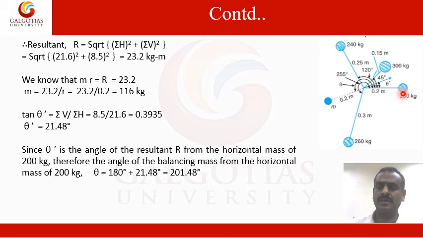So this is the angle of location of the balancing mass from the horizontal mass. We know that the balancing mass will always be present just opposite to the resultant force. That's why we are adding 180 degree to the angle made by the resultant force with respect to the horizontal mass.